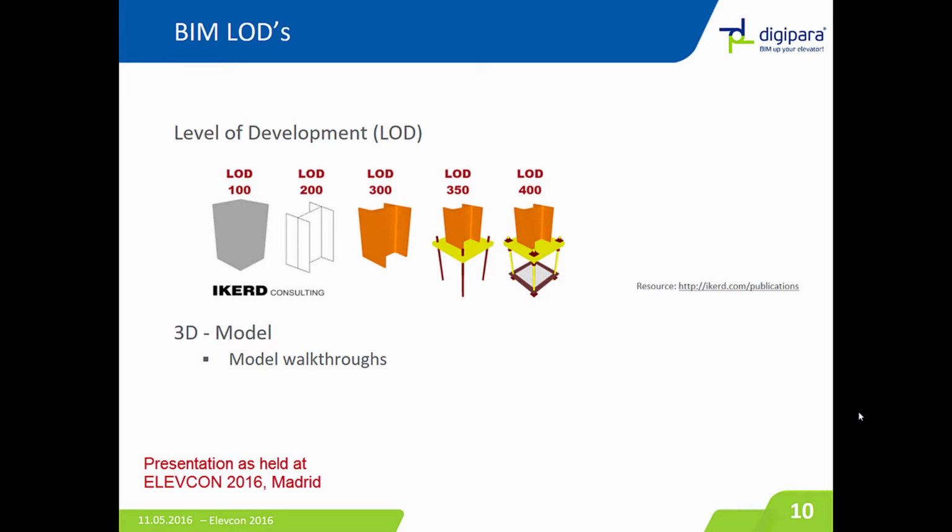What can you do with the 3D models? What will the architect do with the model? He can do some model walkthroughs. He can do clash detection. He can do some project visualization, and for elevators, for instance, he can very clearly check floor-to-floor heights between the different floors.